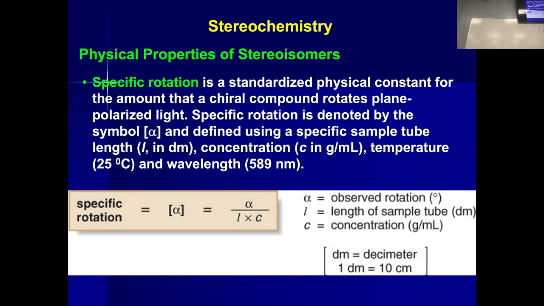Okay, so you're going to have to get the alpha observed, the path length, and the concentration. You do the math, and you can calculate the alpha, the specific rotation. But if you know the specific rotation, and you know 2 of these other things, you can calculate the third.